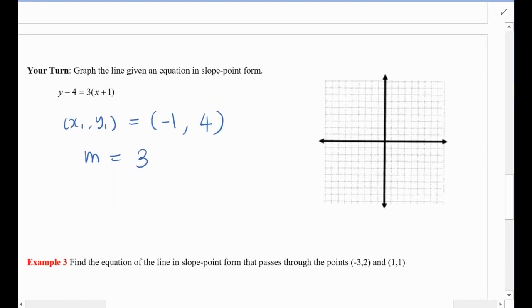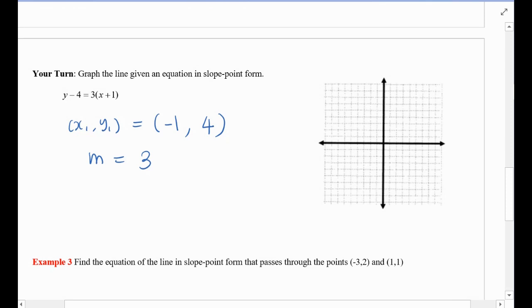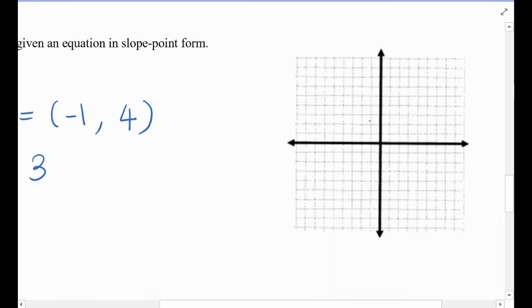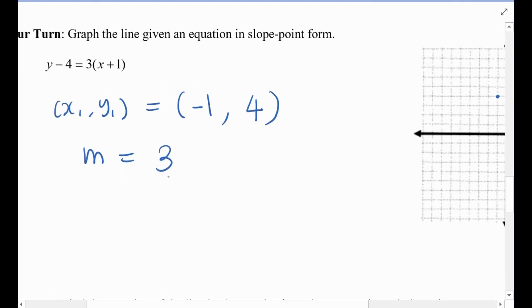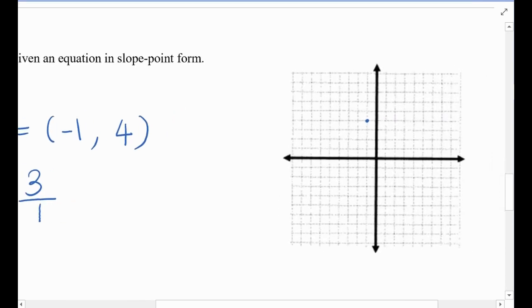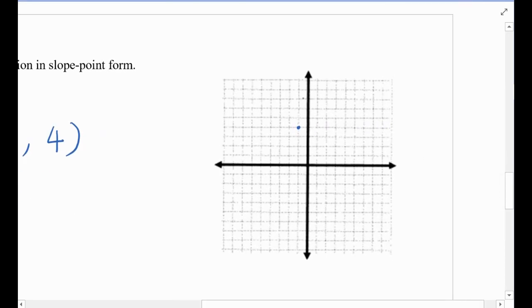Okay, now we're going to draw it. Negative 1, negative 4 is the starting point. And the slope is 3, and 3 is 3 over 1. Therefore, rise is 3 and run is 1. Okay? So let's rise 3, run 1. Rise 3, run 1. Rise over run.